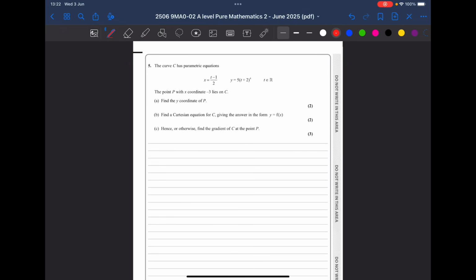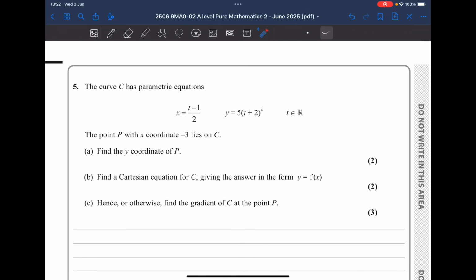Number 5. Not very good with the numbers, me. So what have we got? We've got x, we've got y. P has x coordinate minus 3. Find the y coordinate. So let's set this equal to minus 3. t minus 1 over 2 equals minus 3. Rearrange this. 2 times minus 3 is minus 6. Add a 1. t is minus 5.